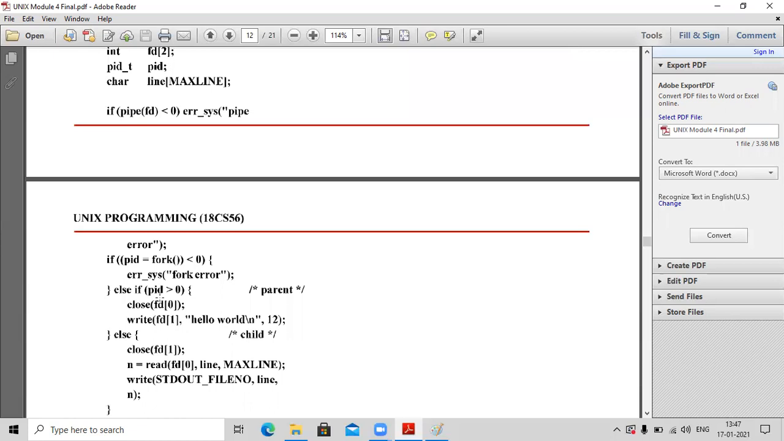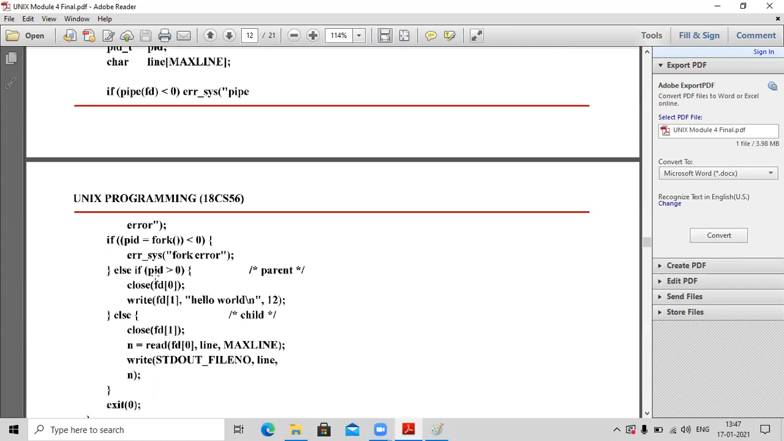Then you will check the PID. Once the child has been created, it will return two values, as I had already explained. One value goes to the child and one value goes to the parent. For the child, it will return 0. For the parent, it will return the PID of the child. Now we are checking the PID with respect to the parent. If PID is greater than 0, that suggests the child has been successfully created.